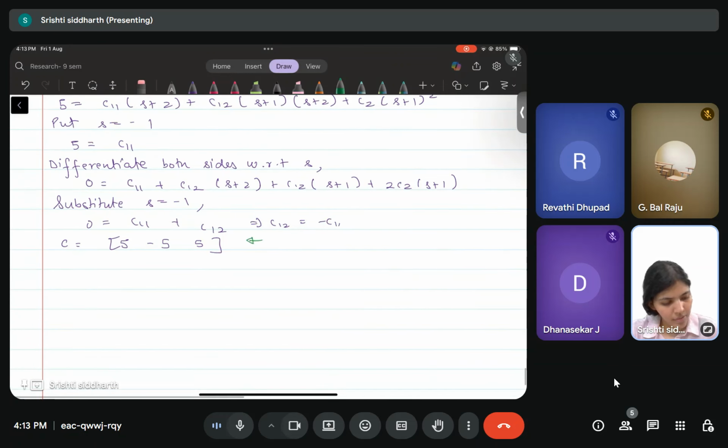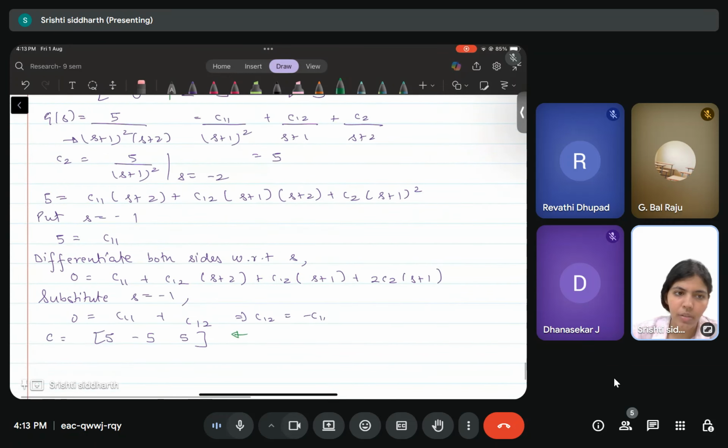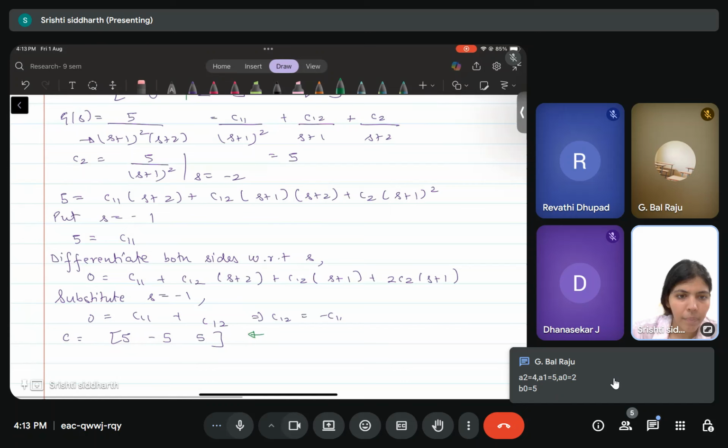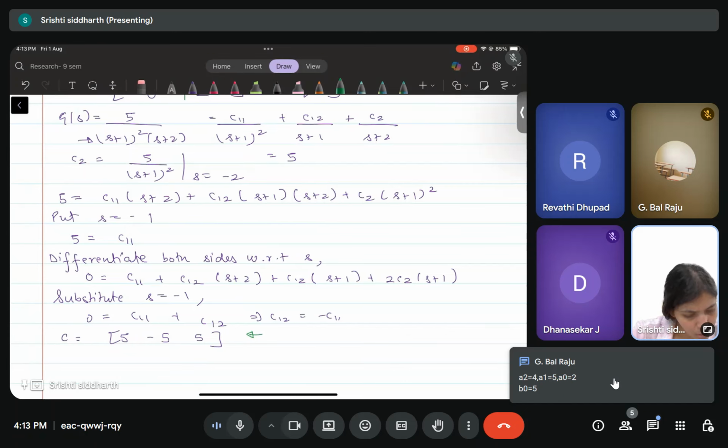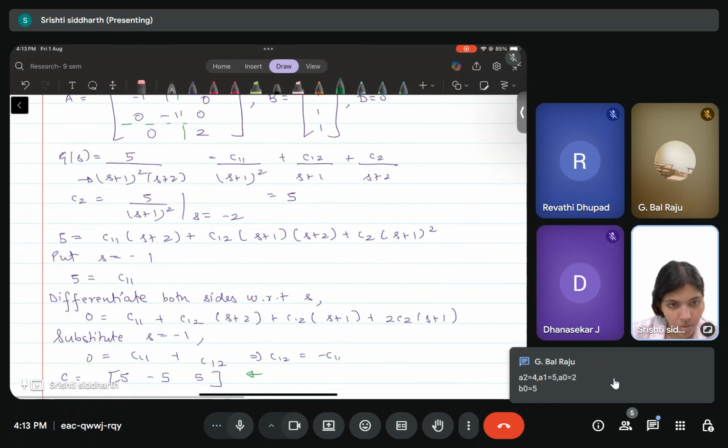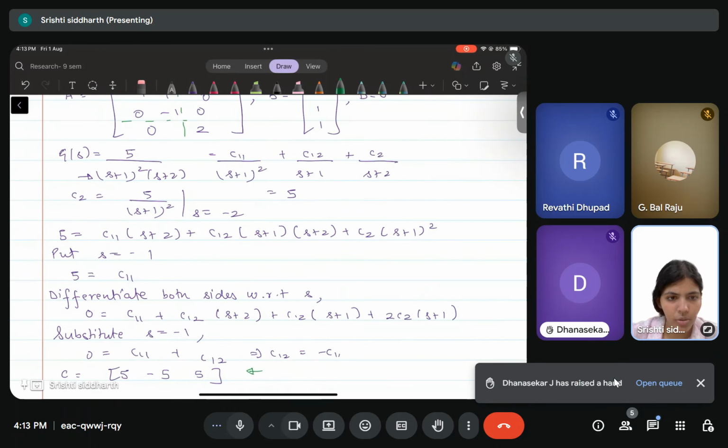So we have seen two ways to calculate the coefficients when we have multiple eigenvalues. B0 is 0. It's the coefficient of s to the power.